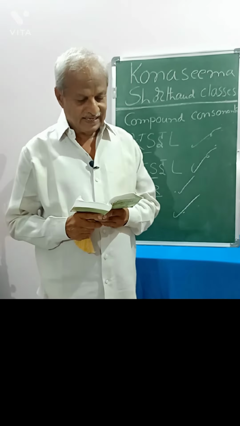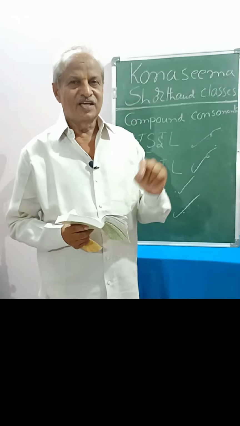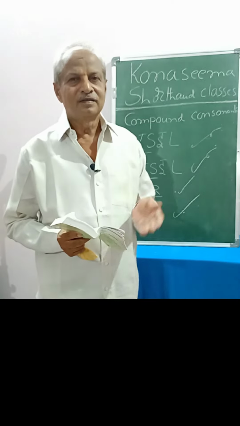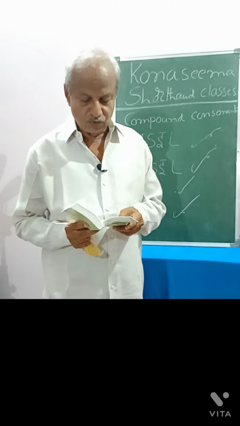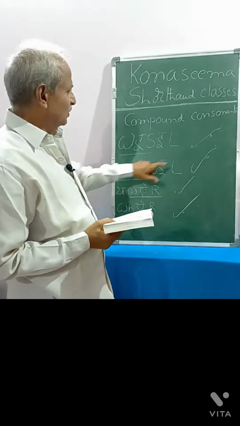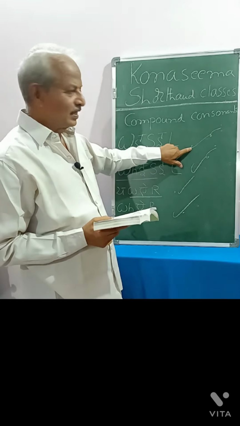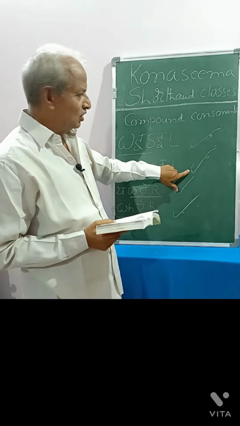Para number 125. Aspirate W. What is the meaning of aspirate? Aspirate is H. W including H. The aspirate is added to way. We can add to this way H also, like that way initial hook, large hook initially.